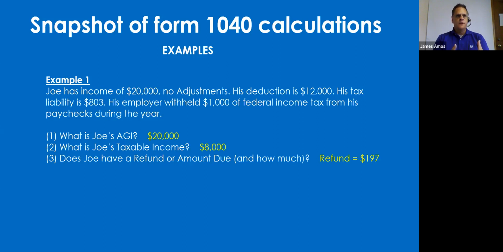And again, for those that are watching this after the fact, all we're doing is taking that snapshot of the 1040 calculations and plugging in the numbers. So he started out with income minus adjustments: 20,000 minus 0 gives you AGI of 20,000. Then AGI minus deduction: 20,000 minus 12,000 gives you 8,000 of taxable income. That's how we got it. And then refund or amount due is simply your tax liability minus non-refundable credits, minus amounts paid, minus refundable credits. So $803 minus the amount already paid in, $1,000, leaves you with a refund of $197.